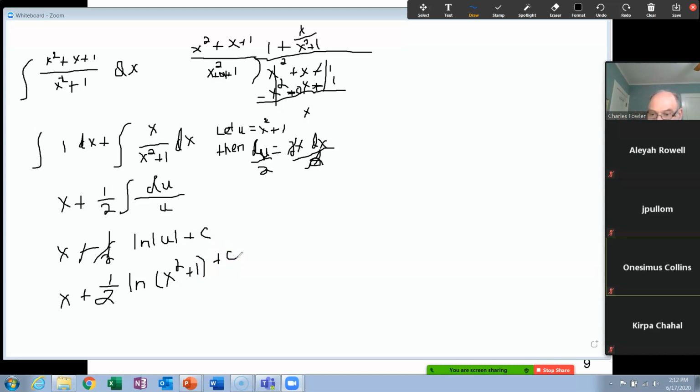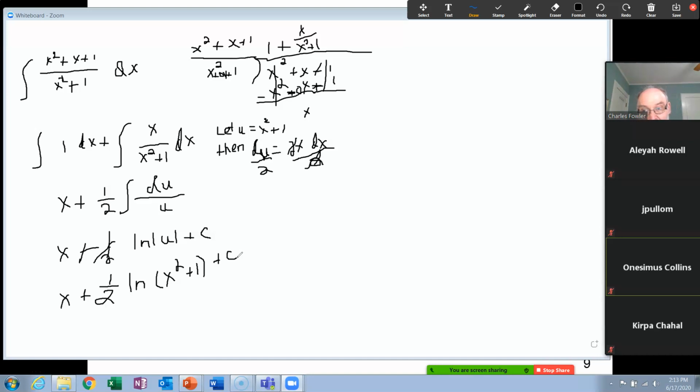Now, sure enough, you could have written that as x plus the log of the square root of x squared plus 1, plus c, which would be a perfectly good way to write it. There's no reason to do it. I don't think they do it. They don't. They leave it just like that.